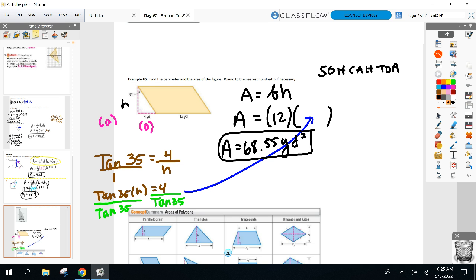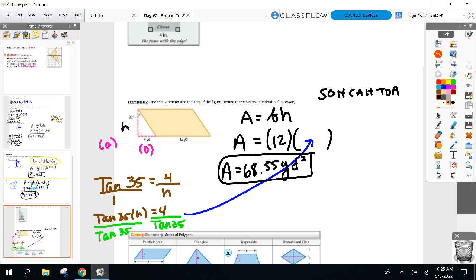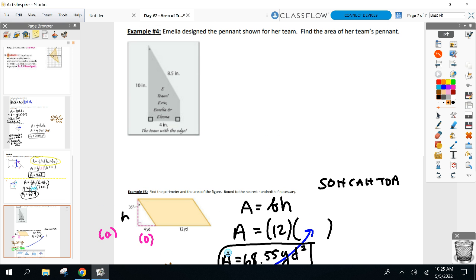Questions? All right. If you want to work with people around you, that's fine. This Amelia Pennant question doesn't seem like much when you look at it, but it's the real deal here. Find the area of her team's pennant. If you think you have it, call me over, and then I'll let you go to the homework. We're not going to do this one as a class. So if you think you have it, let me know. I'll be around real quick.